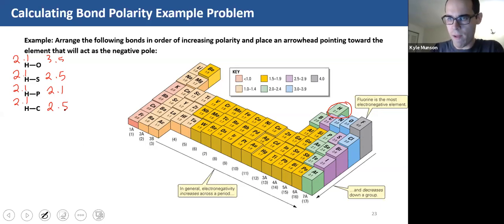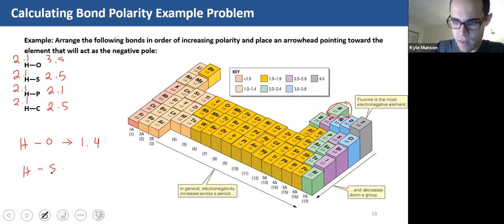So 3.5 minus 2.1. For the hydrogen-oxygen, this is going to be 1.4. This is the difference, 3.5 minus 2.1. Again, bigger number minus a smaller number. It's the easiest way to think about it. Hydrogen-sulfur, we take that difference, 0.4. Hydrogen-phosphorus, 0. Hydrogen-carbon is 0.4 again.